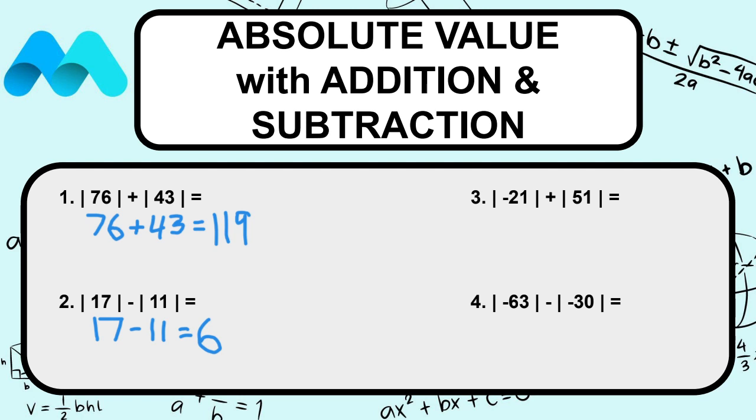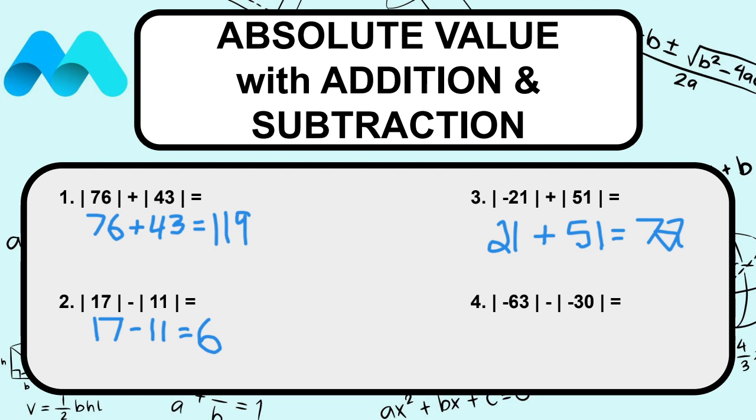Now in numbers 3 and 4, we're going to get some negative signs inside the absolute value. So it's very important to make sure that we're going through this methodically and you're following the steps because it can get tricky here. So number 3, the absolute value of negative 21 plus the absolute value of 51. The absolute value of negative 21 is 21. We're going to bring down that addition sign. And the absolute value of 51 is 51, leaving us with an answer of 72 after we add 21 and 51.